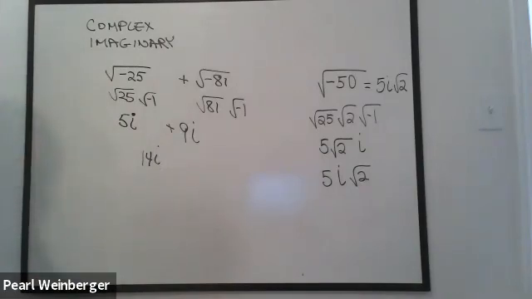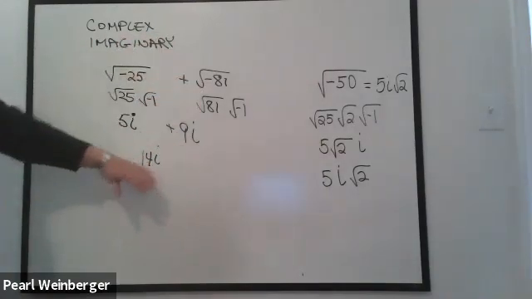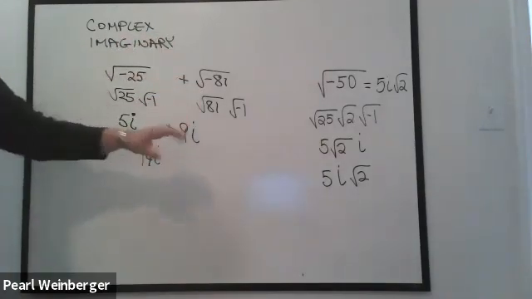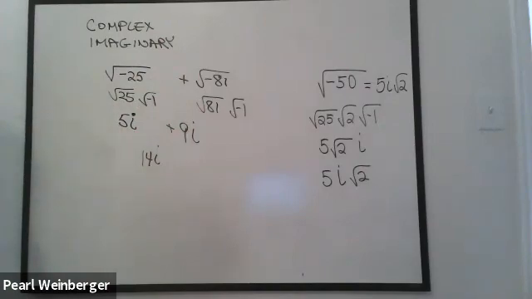So when you have these square roots with negatives in them, what you're first going to do is simplify them so they're written in terms of i, and then do the regular arithmetic that you would normally do with variables. These are not variables, but the rules are the same.